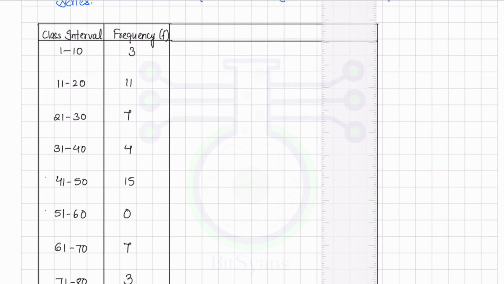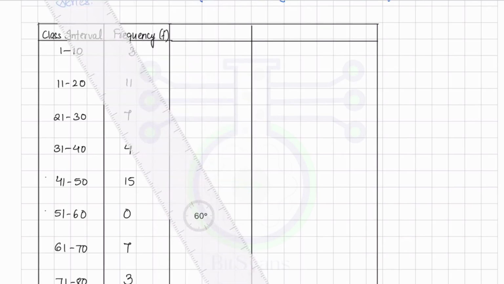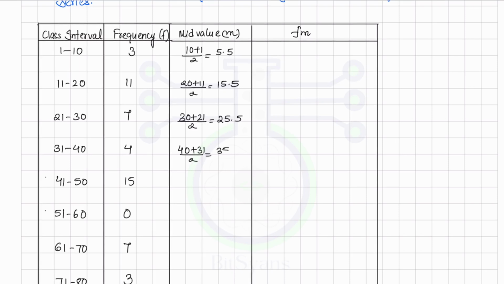So let's check the question. The question provides class interval and the frequency, but in order to calculate, we need a midpoint. So we will make a column of midpoint, which is denoted by M, and FM. In order to find the midpoint, we need to find an average. So it is going to be 10 plus 1 by 2, which is 5.5. 20 plus 11 by 2 is equal to 15.5. 30 plus 21 by 2 equals 25.5. 40 plus 31 by 2 is equal to 35.5.